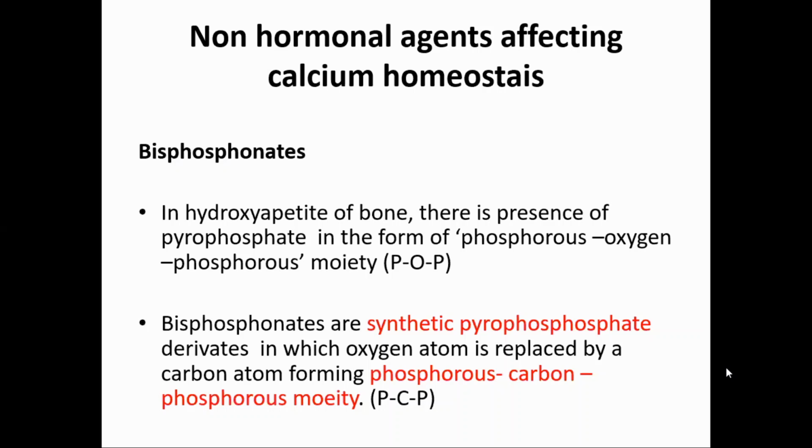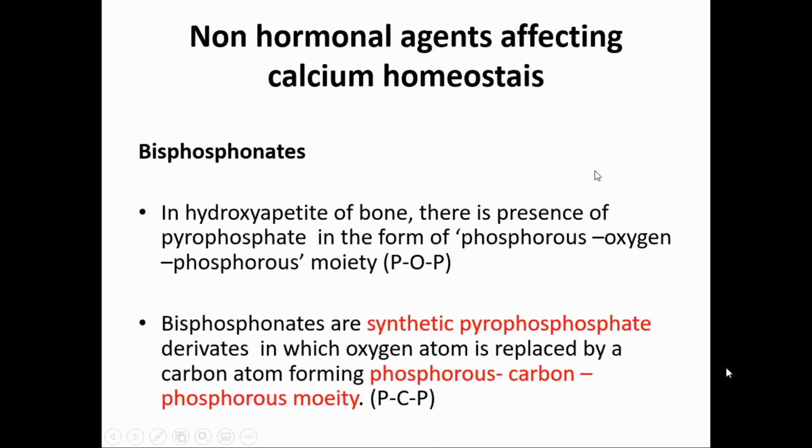Normally, in the hydroxyapatite crystals of bone, there is pyrophosphate in the form of a phosphorus, oxygen, phosphorus moiety. Bisphosphonates are synthetic pyrophosphate derivatives in which the oxygen atom present in the pyrophosphate of the hydroxyapatite crystals of bone is replaced by a carbon atom, forming a phosphorus, carbon, phosphorus moiety.